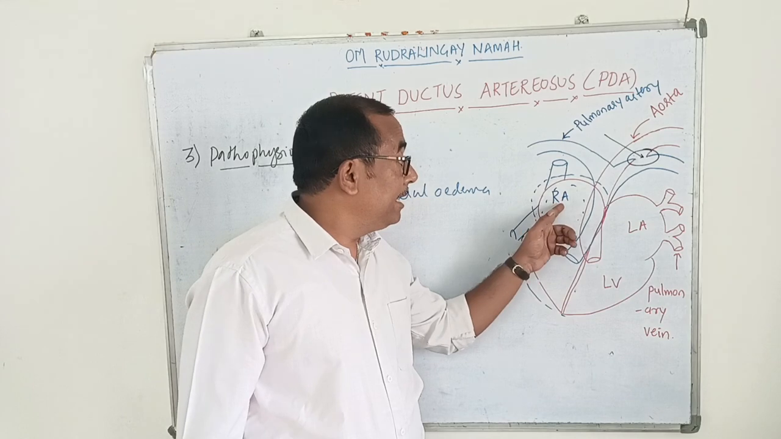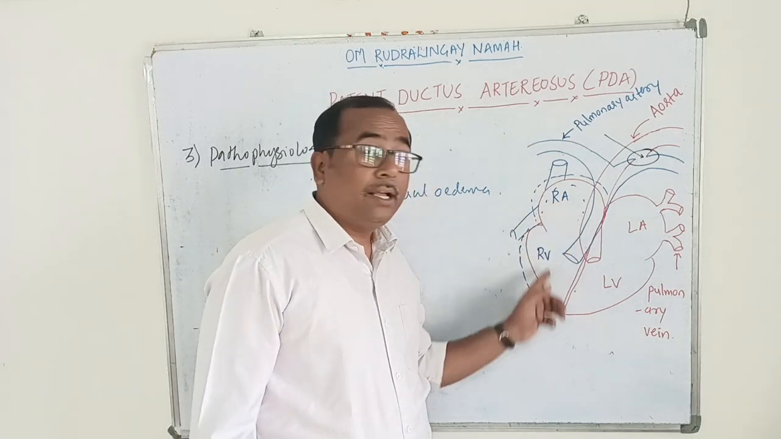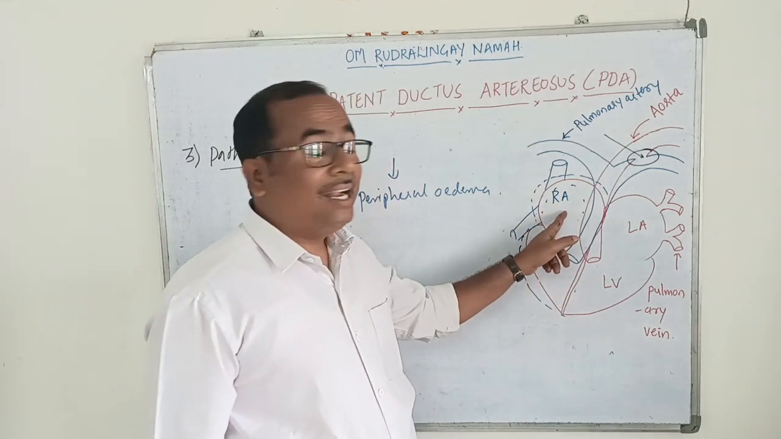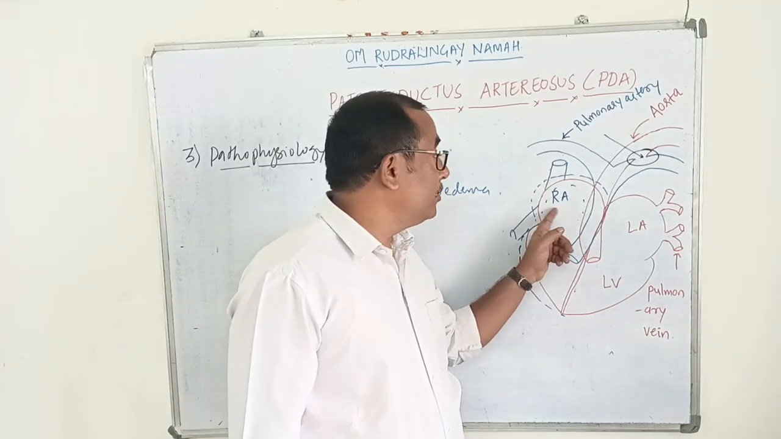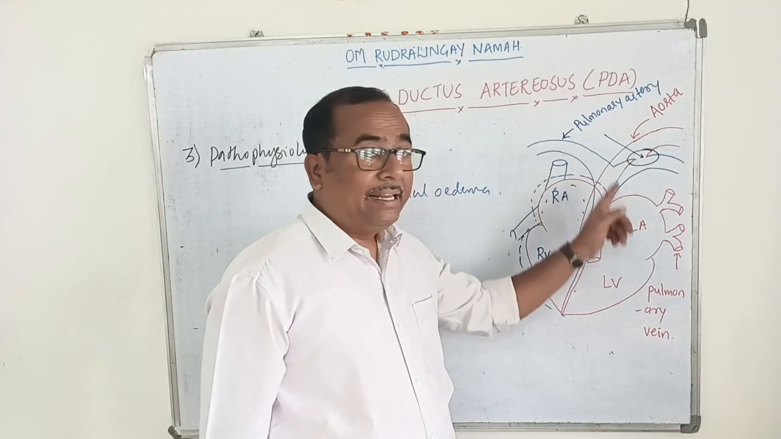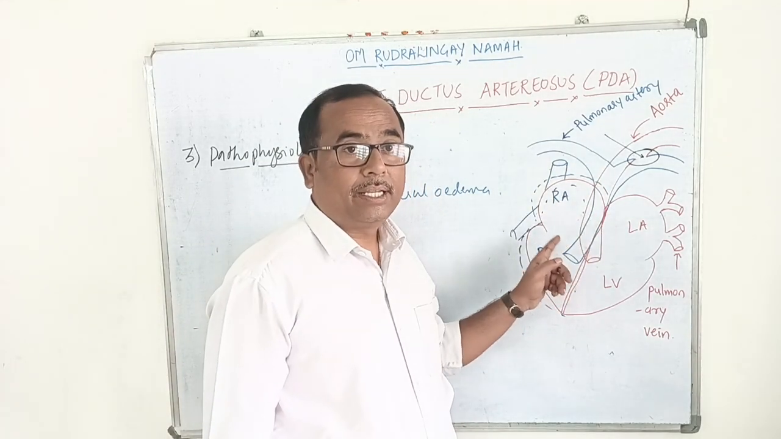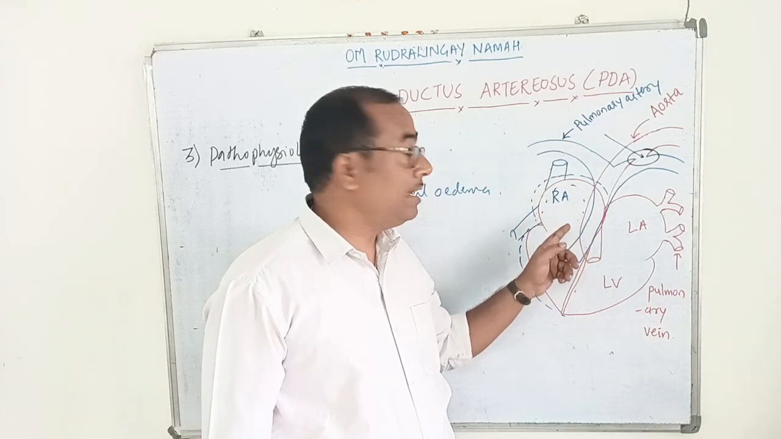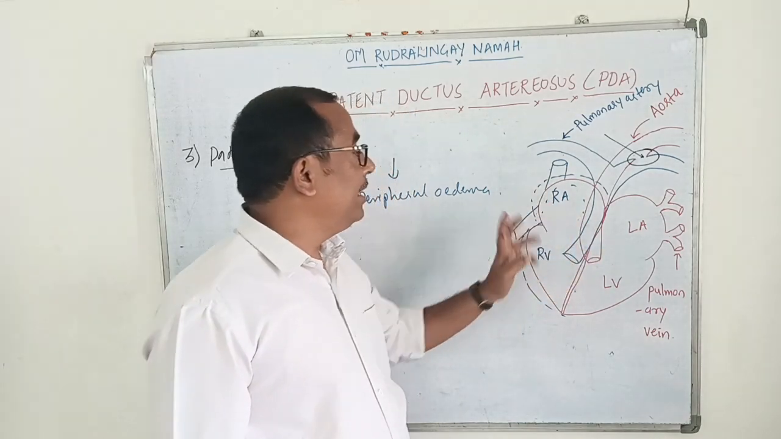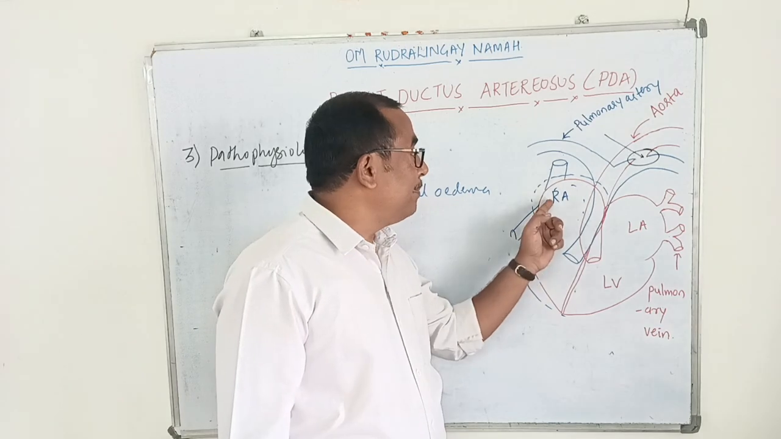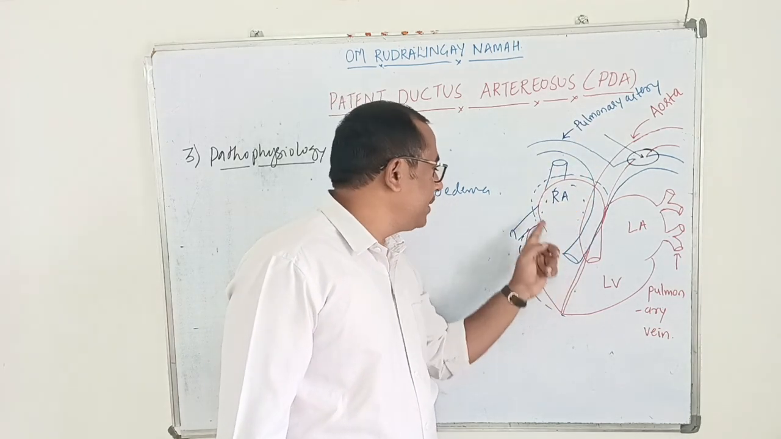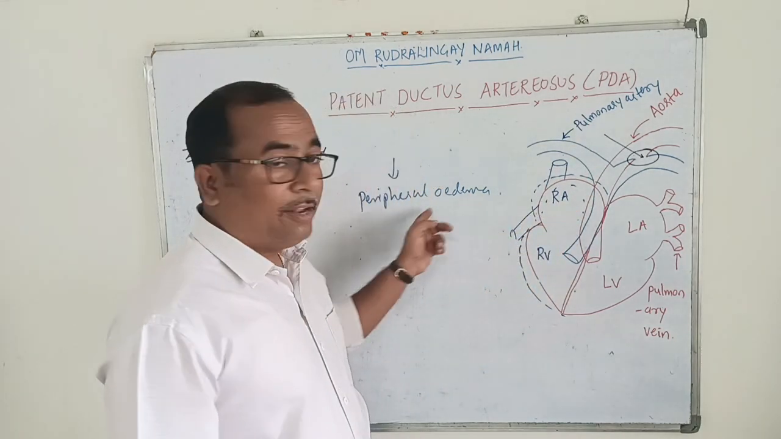Then what happens here? The right atrium is unable to empty the blood completely into the right ventricle, and the pressure and volume of blood in the right atrium also increase. There is right atrial hypertrophy and hyperplasia and right atrial enlargement. And finally, because of high pressure in the right atrium, there is a backflow of blood from the right atrium to the superior vena cava and inferior vena cava. It will lead to peripheral edema.